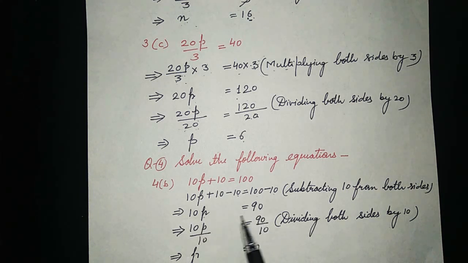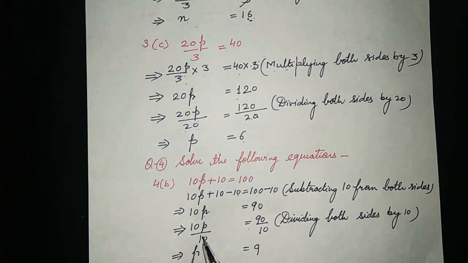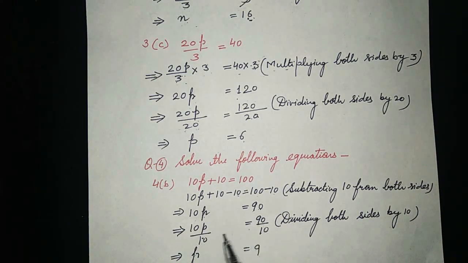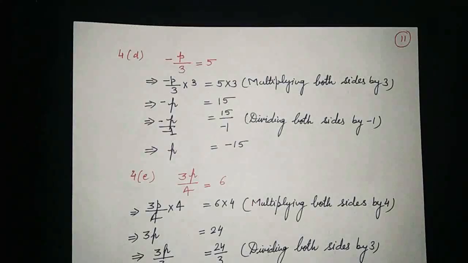You know what we will do now? We will divide both the sides by 10. By doing such thing, we can separate the variable. Now 10p divided by 10, 90 divided by 10. What is coming? P is equals to 9.